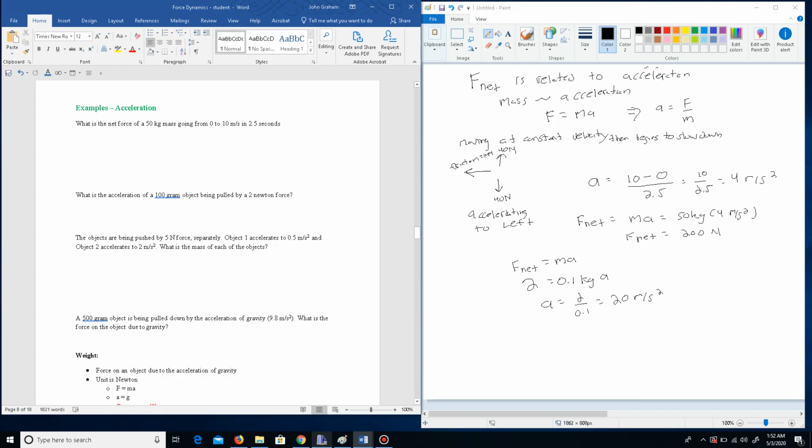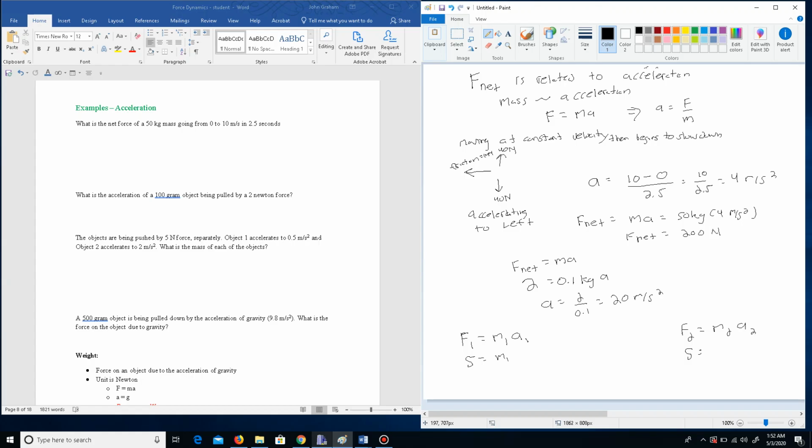We have objects that are being pushed by 5 newtons of force separately. One object accelerates at 0.5 meters per second squared, the second object at 2 meters per second squared. What is the mass of each of these objects? So we're looking at F1 equals M1 times A1, and F2 equals M2 times A2. Both forces are 5 newtons.